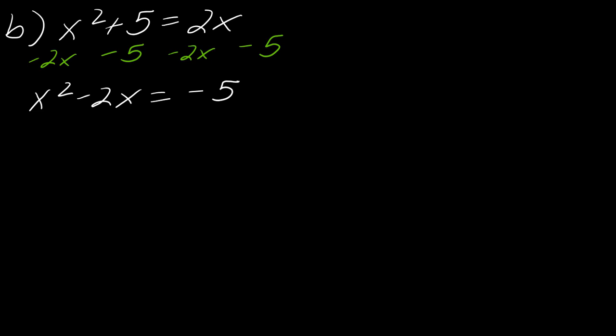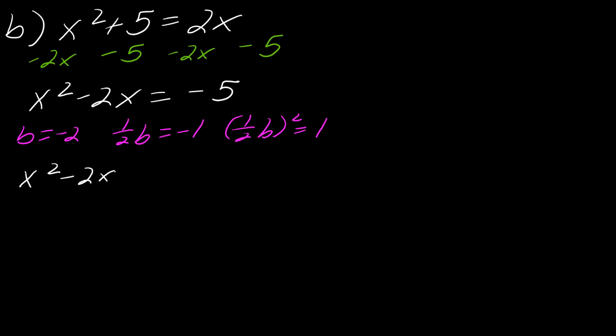So now I can go ahead and complete the square. So my b is equal to -2, my half b is equal to -1, and my half b squared is equal to +1. So now I need to add that +1 to each side. So I've got this, and I'll add the 1, and then this will be -5, and once again I'll add the 1. And so now from here I can go ahead and factor. So the left side now will factor as x minus 1 squared equals -4.